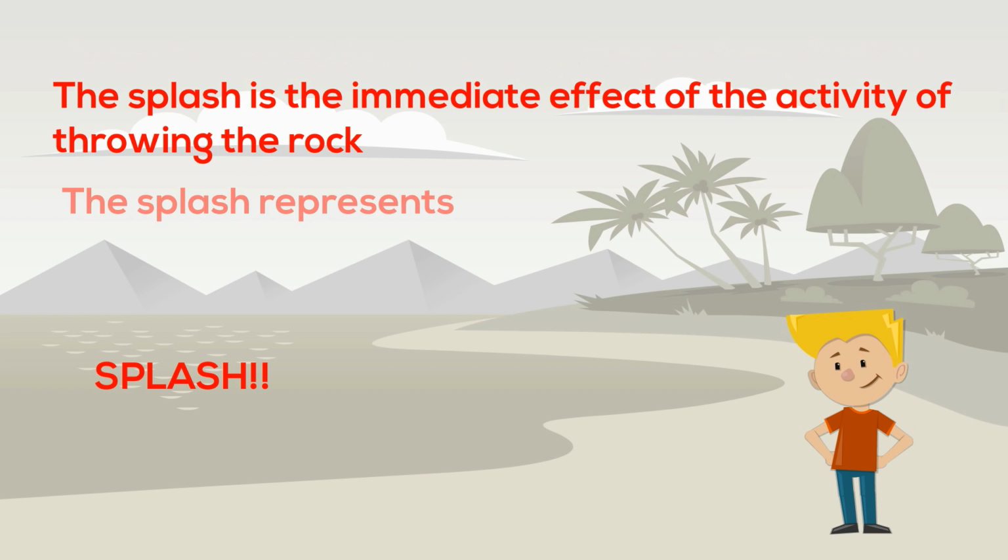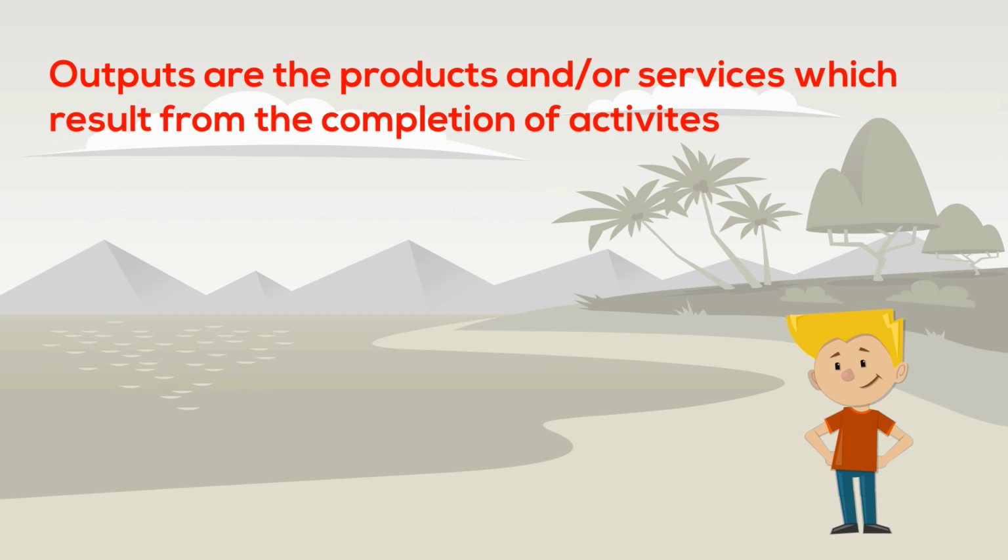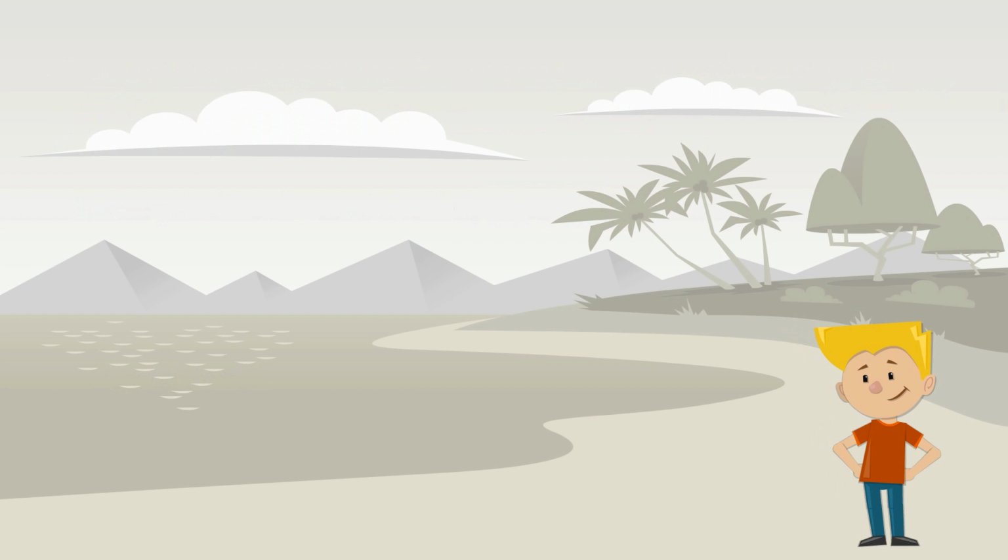In other words, the splash represents the outputs and is the immediate result of the completion of program activities. Outputs are the products and/or services which result from the completion of activities. The initial splashes, which are the outputs, create a ripple effect on the water.